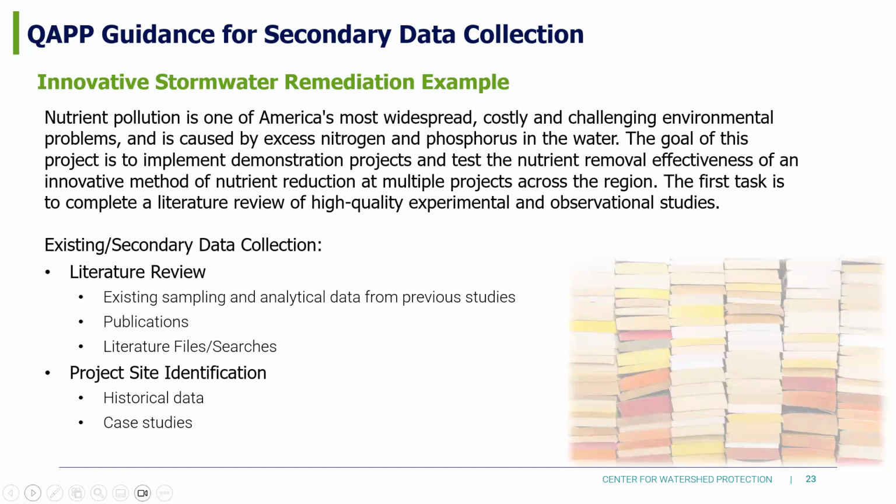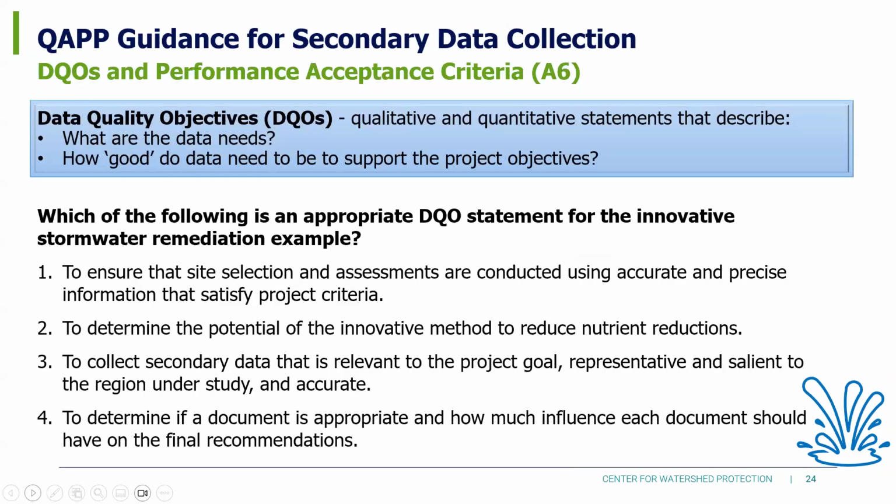So part of their literature review includes existing sampling and analytical data from previous studies, publications, literature files, and searches. And additionally, they use existing and secondary data as part of their project site identification, which includes historical data and case studies. So we're going to take a look at their DQOs for the literature review.